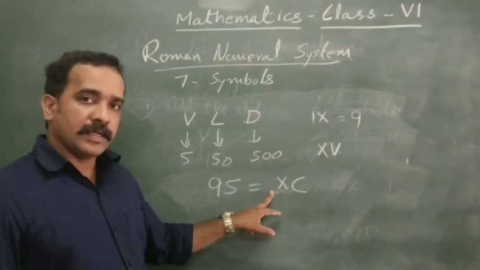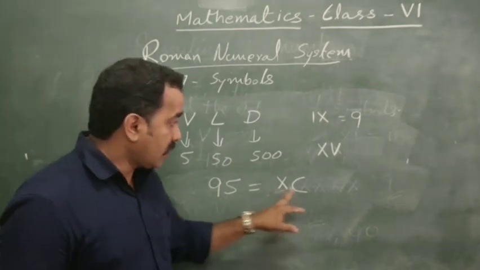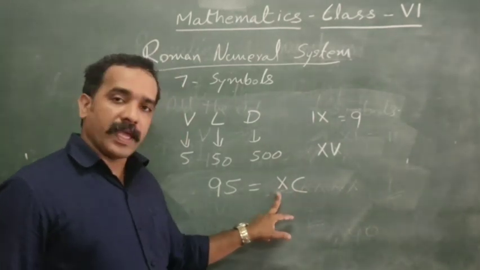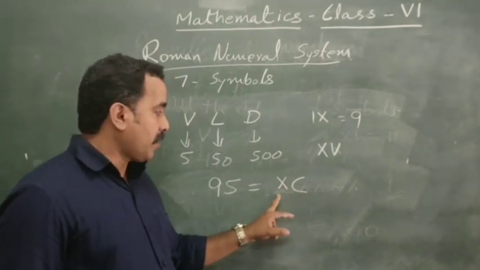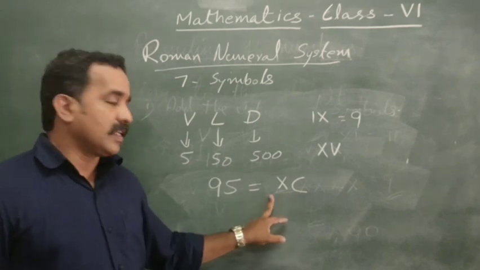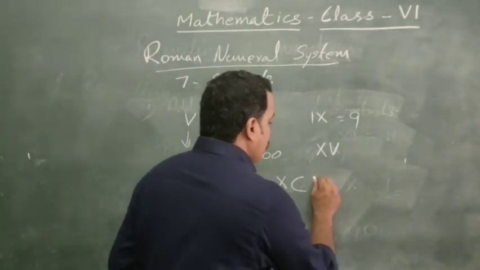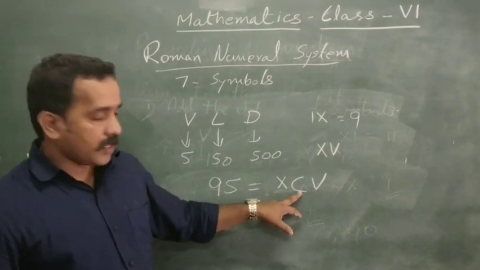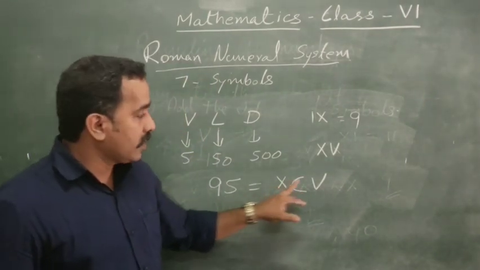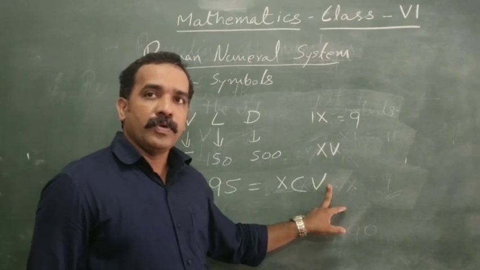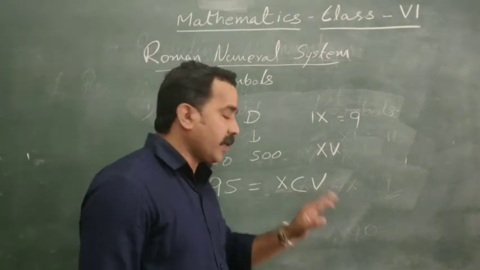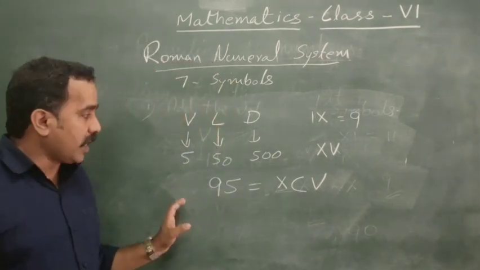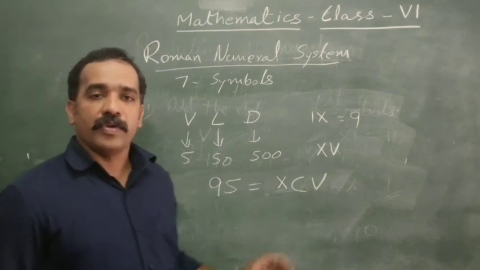X minus... C minus X. C is 100 minus 10. 100 minus 10 is 90. And if you want to write 95, this is 100 minus 10, 90, then plus 5, 95. This is the way we are writing the number 95.